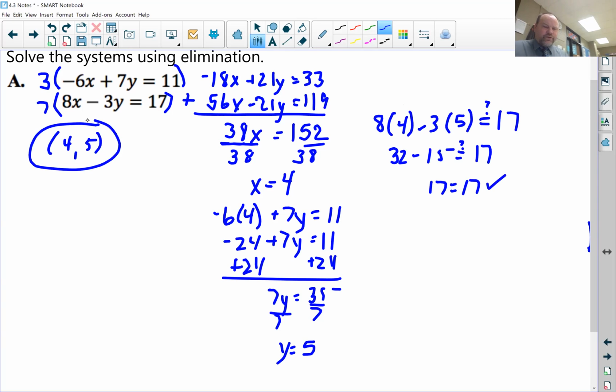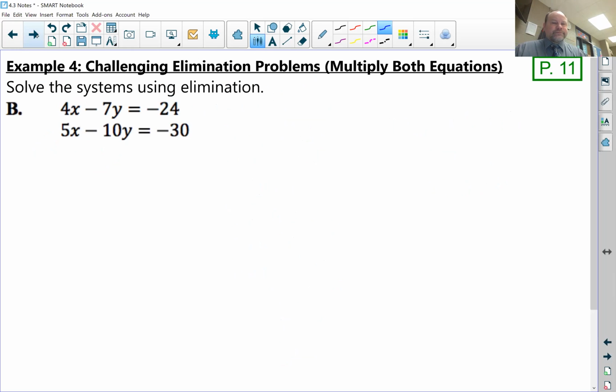But it does show that going through and checking your work is always a good idea. Fractions are perfectly acceptable answers. But again, checking your work to make sure that they are correct answers is a good idea. All right.